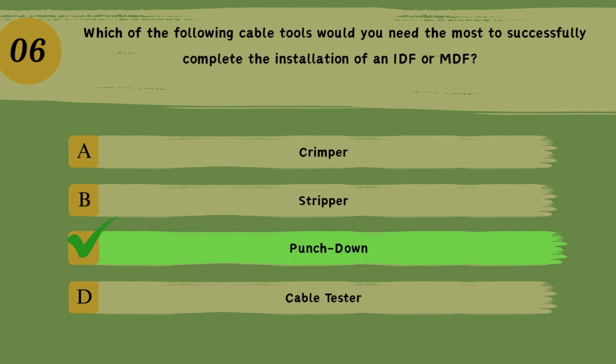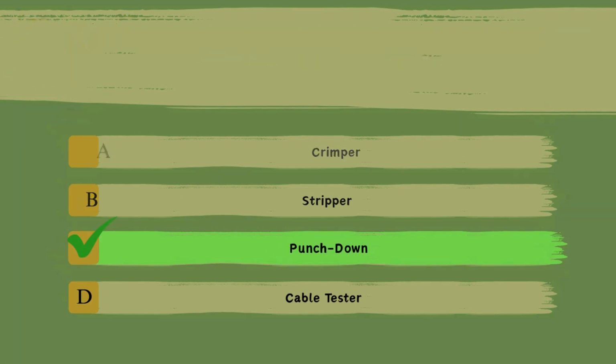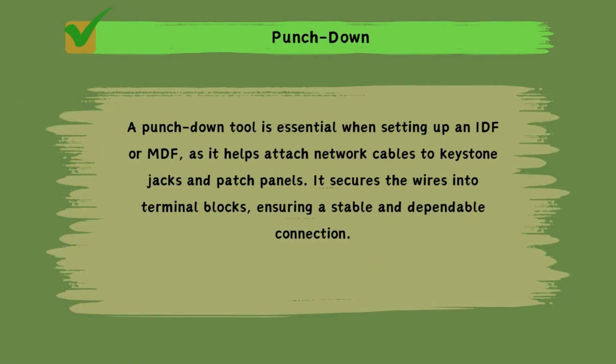Correct answer. C. Punch down. A punch down tool is essential when setting up an IDF or MDF, as it helps attach network cables to keystone jacks and patch panels. It secures the wires into terminal blocks, ensuring a stable and dependable connection.